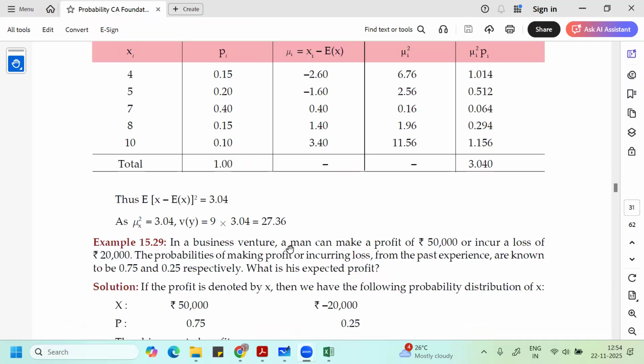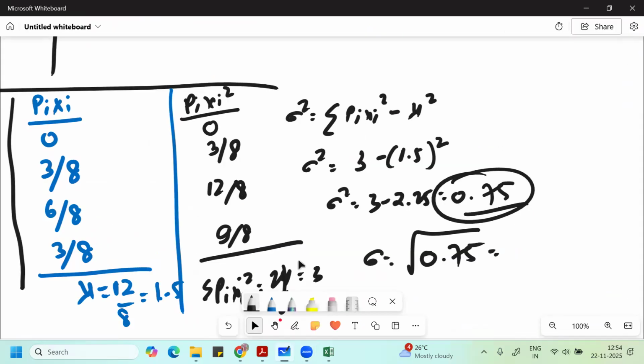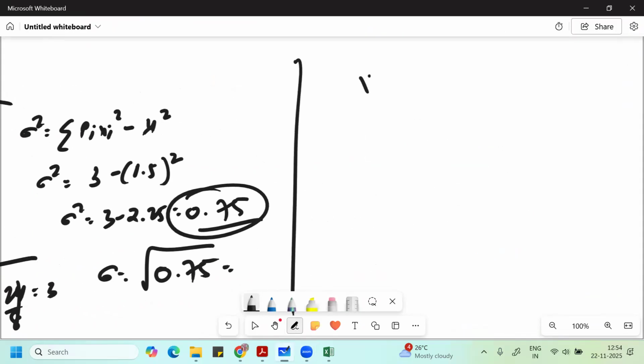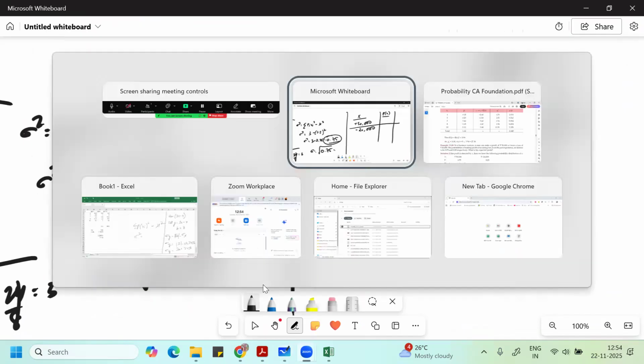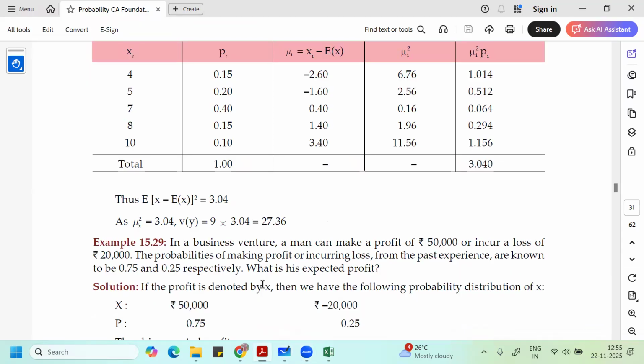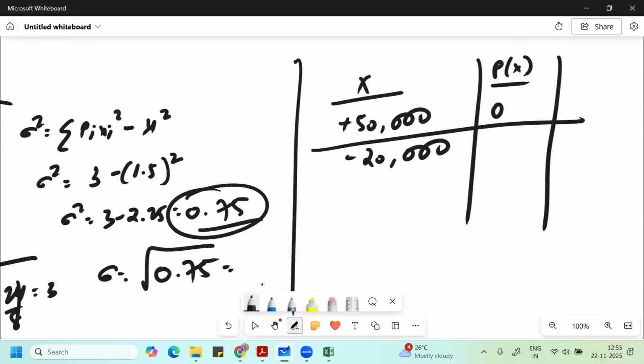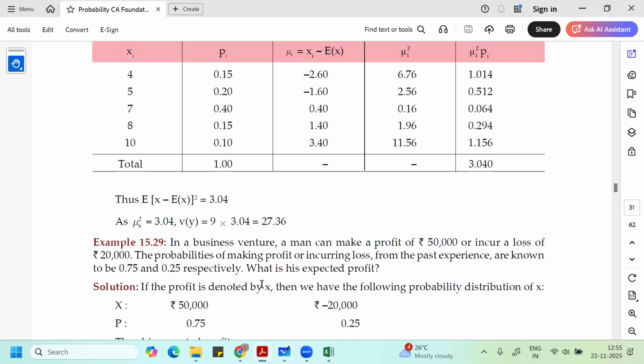Now, going further, the question is: in a business venture, a man can make a profit of 50,000 or incur a loss of 20,000 rupees. The probability of making a profit or incurring a loss is known to be 0.75 and 0.25. 0.75 I can write as 3 by 4, and 0.25 as 1 by 4. What is the expected profit?